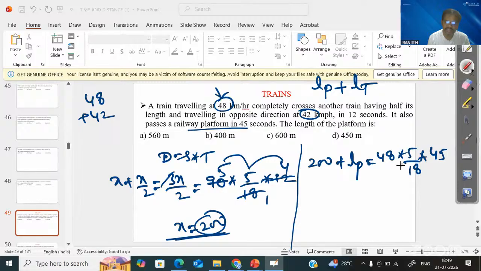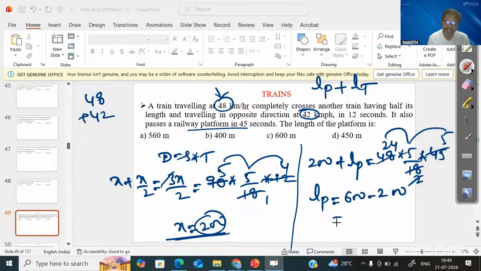We need to cancel: 9 twos are 18, 9 fives are 45, 2 ones are 2, 24. Half of 24 is 12. Half of 12 equals 6, where LP will be equal to 600 minus 200. 600 minus 200 equals 400, so the length of the platform equals 400, which will be our answer.